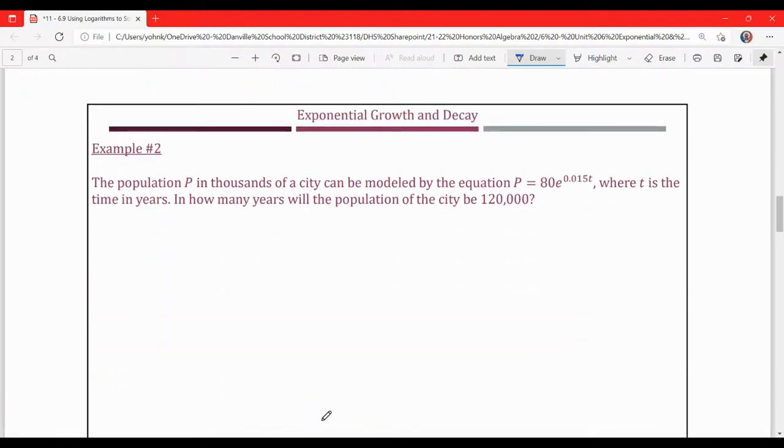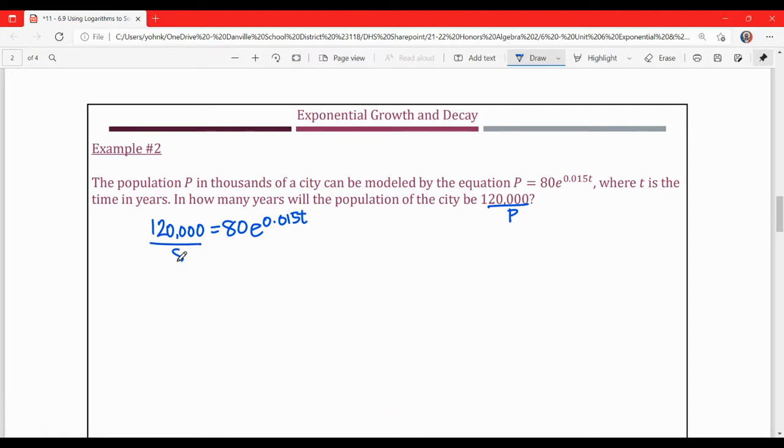All right, here's example number 2. The population P in thousands of a city can be modeled by the equation P equals 80 e to the 0.015 t, where t is the time in years. In how many years will the population of the city be 120,000? Well, the population is P, so 120 is P. So I have 120 equals 80 e to the 0.015 t.